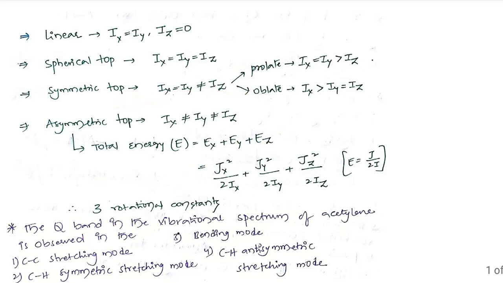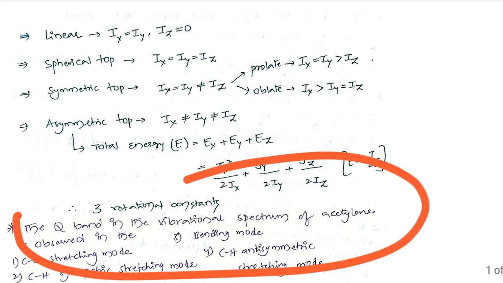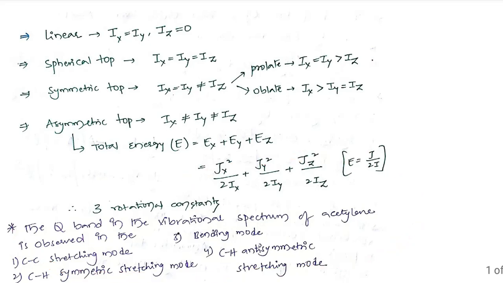Okay, next one, the Q band in the vibration spectrum of acetylene is observed in the first one, CC stretching mode, bending mode, and CH antisymmetric stretching mode, and second one, CH symmetric stretching mode. So Q band in the vibration spectrum of acetylene is observed in bending mode. So whenever the linearity is changed, then Q band is observed for acetylene.